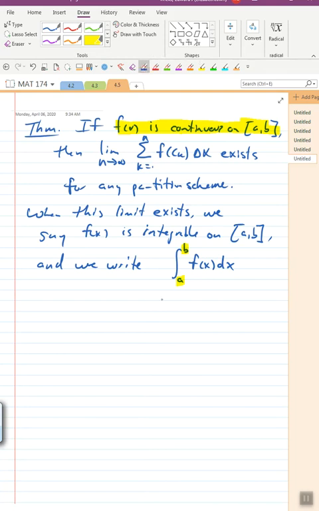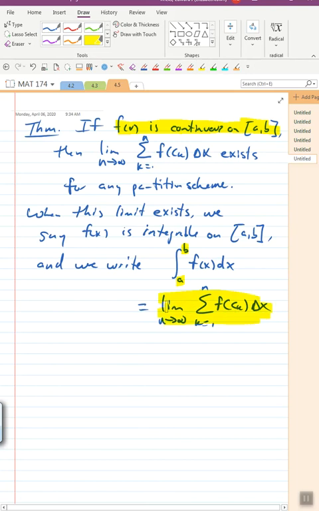We'll write that that is equal to the limit as n goes to infinity, summation k equals 1 to n f of ck delta x. So just to reiterate here, if this guy exists, which it will if the function is continuous, we're now going to write that as integral from a to b f of x dx. And we're going to call this thing that I just wrote the definite integral.